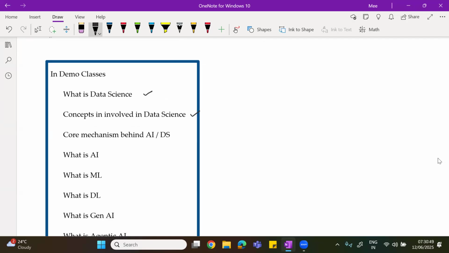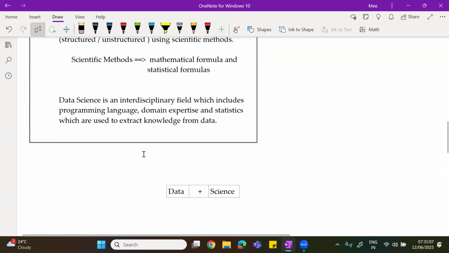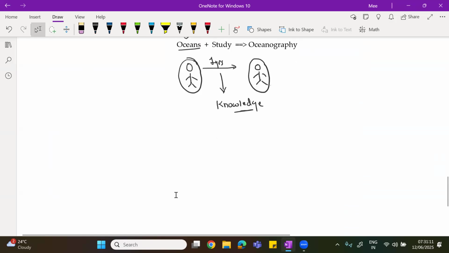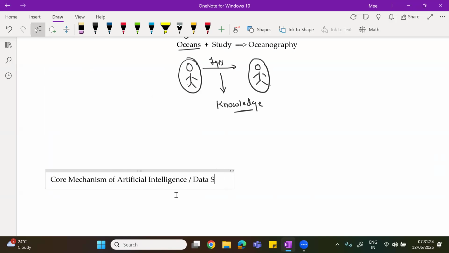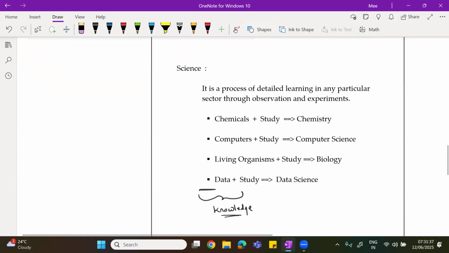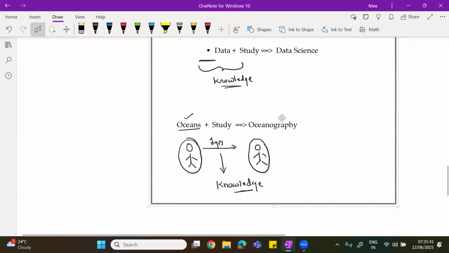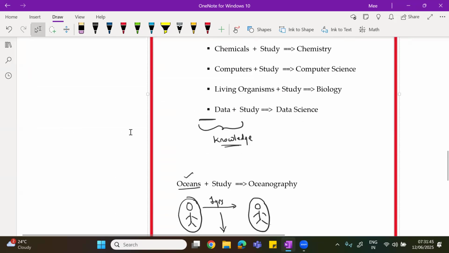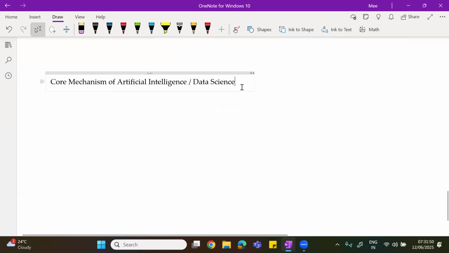When I say core mechanism, guys, this includes whatever applications have been built on data science till now. I will explain over here the core mechanism of artificial intelligence or data science. I'll just group this up so that it is easy for you to learn. Now, the core mechanism of artificial intelligence.